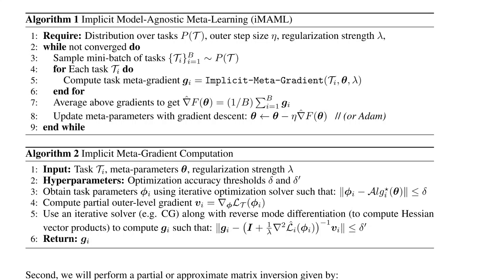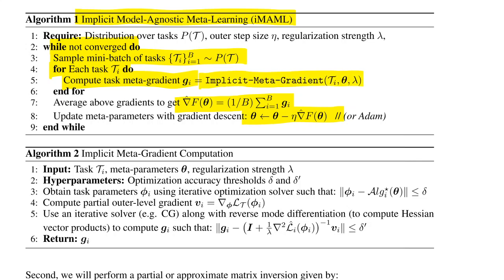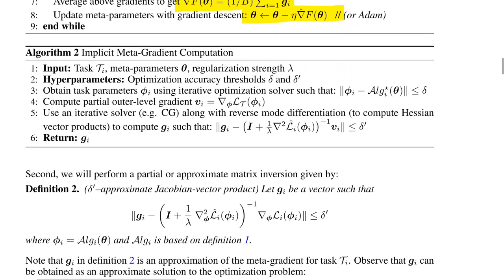So, what does that give us? The implicit model agnostic meta learning, iMAML. This is what this paper suggests. While not converged, do sample a bunch of tasks, right? For each task, compute the meta gradient G, average these gradients to get a gradient for the outer parameters, and then do gradient descent on the outer parameters. Pretty easy. How do you do this? How do you do this implicit meta gradient? This is this procedure right here.